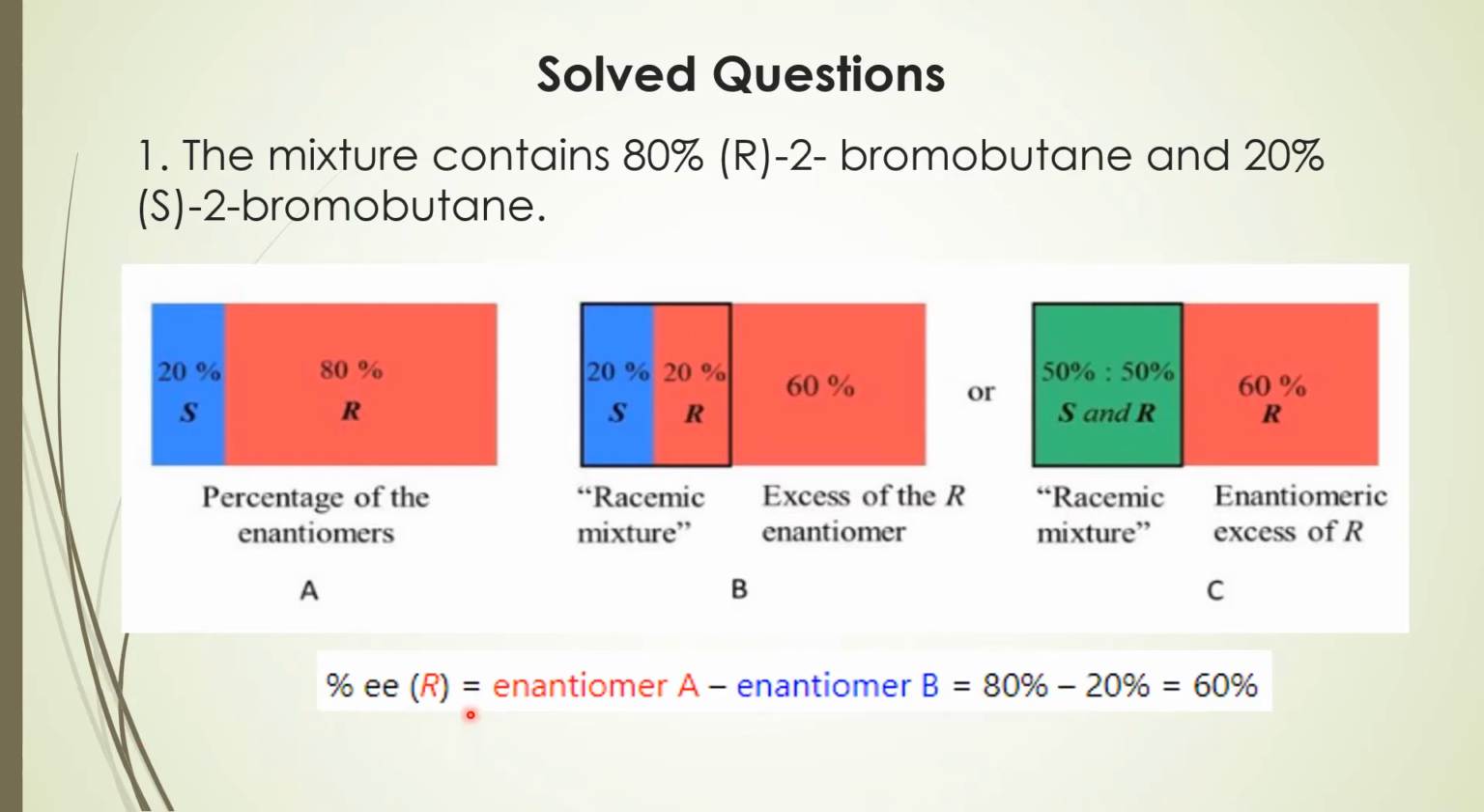Enantiomeric excess is enantiomer A minus enantiomer B. Enantiomer A is R and the other one is S, so R minus S: 80 minus 20 equals 60. This is the simplest way to find it, and this is the first trick. The bigger enantiomer minus the other one shows the enantiomeric excess. If it is already given in percentage, we directly substitute, since multiplying by 100 is already accounted for.